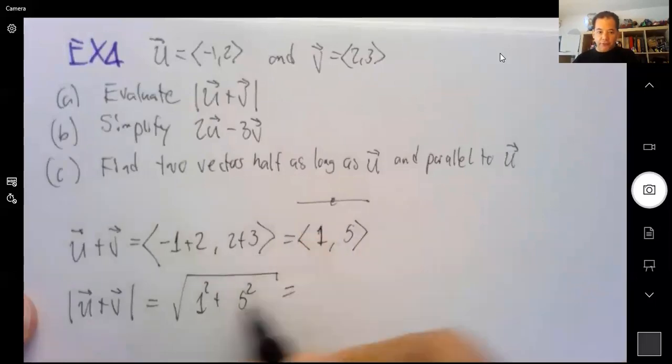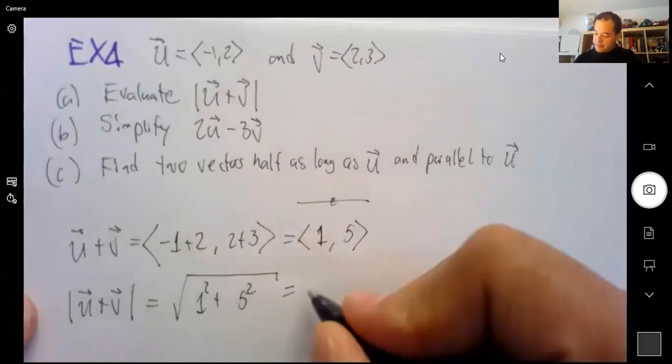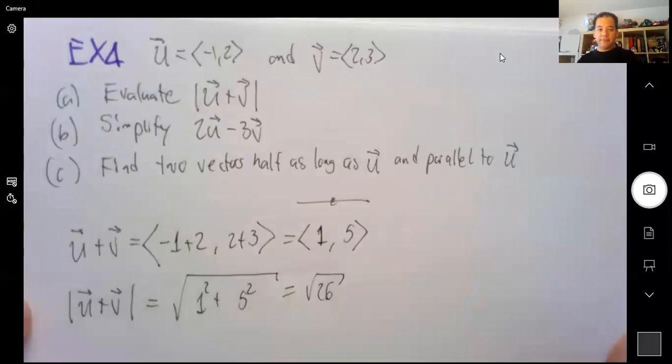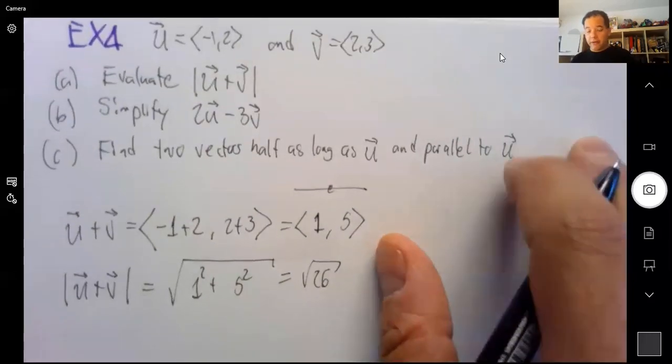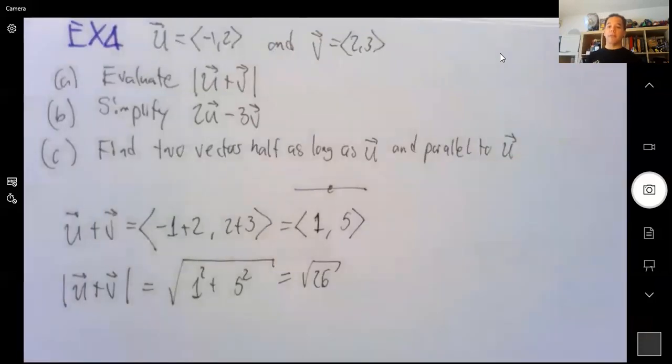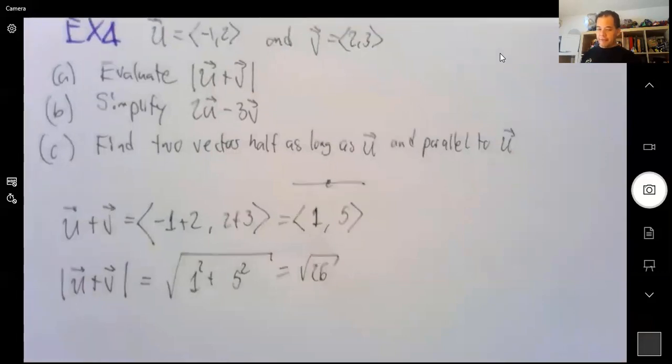So 25 plus 1, square root of 26. That is it, right? Remember, the magnitude is always a positive real number. If you ever get a negative magnitude, you did something wrong, right? The magnitude should always be 0 or positive. Good. So let's do the others.